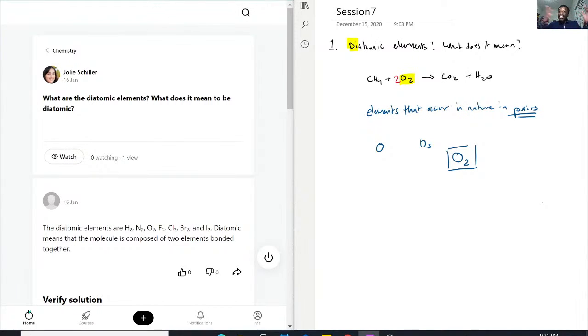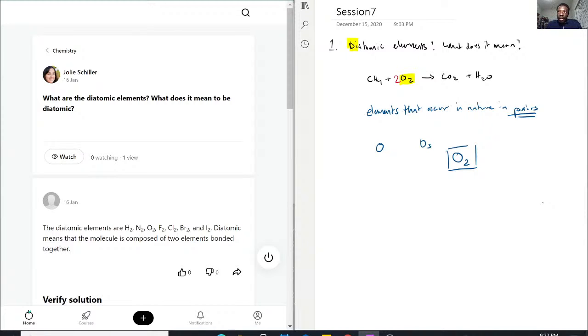Same thing with fluorine gas, for example, F2. If I said we have fluorine gas molecules, that would be F2. This is a diatomic element. The same thing applies to all of these, and it touches on what it means to be diatomic. As my colleague said, it means the molecule is composed of two of the same element bonded together. That part is very key. They have to be the same element.